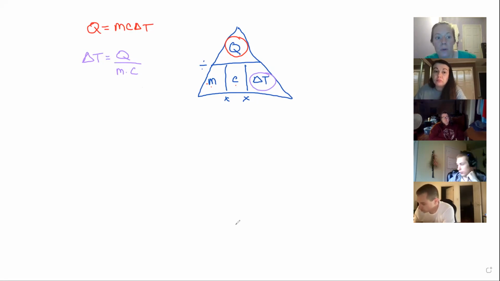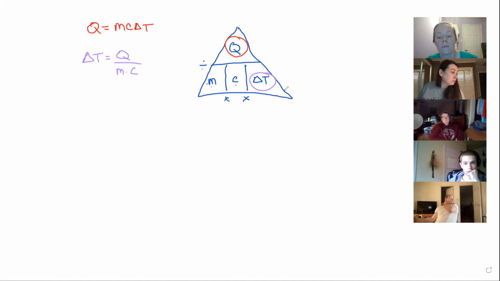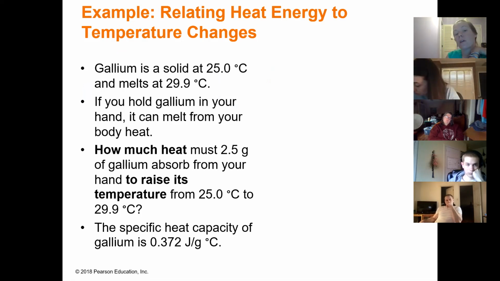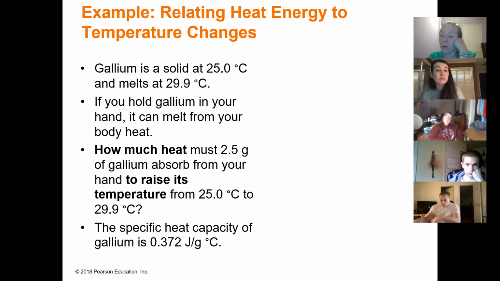So let's work through a problem together on this, and then I'll give you guys a few to mess around with. So we'll do this one together. There's a material called gallium, and it is solid at 25 degrees Celsius, and it melts at 29.9 degrees Celsius. So it's right about your body temperature that this stuff will start to melt. If you hold it in your hand, you can actually melt it just by the heat that your body's giving off.